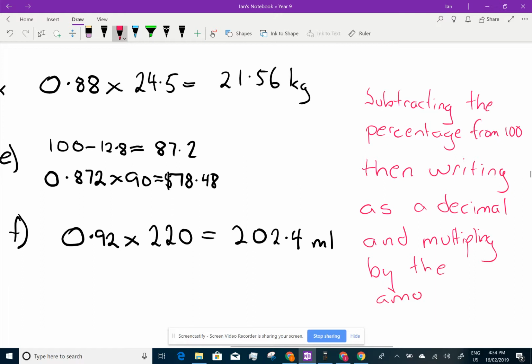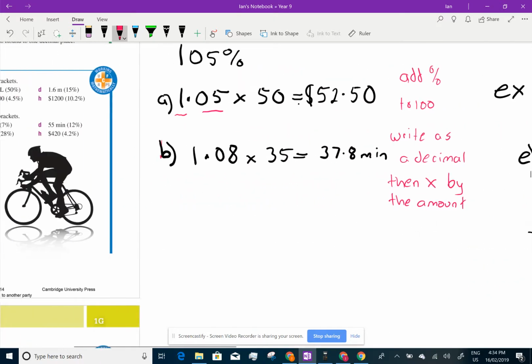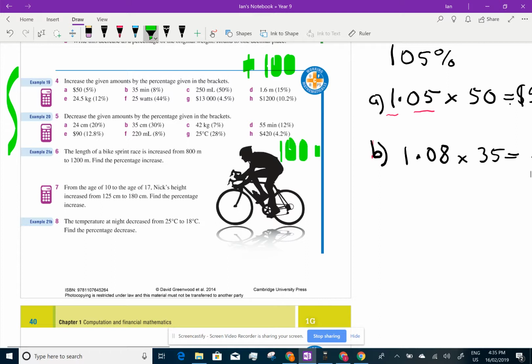Now, I did all those questions in class, so they're on the board. But the answers are in the back of the book, and if you had trouble, you need to go and do questions 4 and 5, just to make sure you can do them. Increase, add the percent to 100, and then multiply by the decimal. Decrease, 100 minus the percent, and multiply by the resulting decimal.